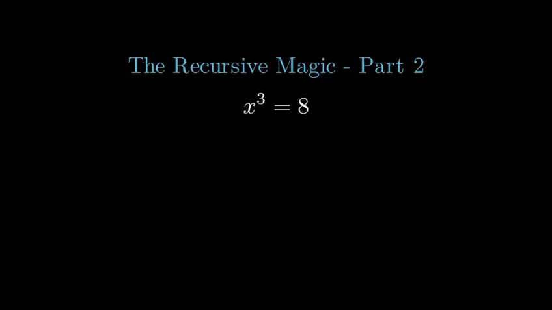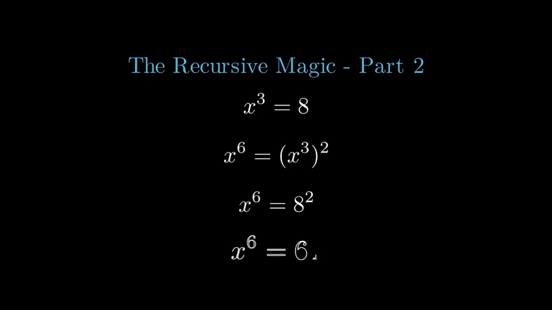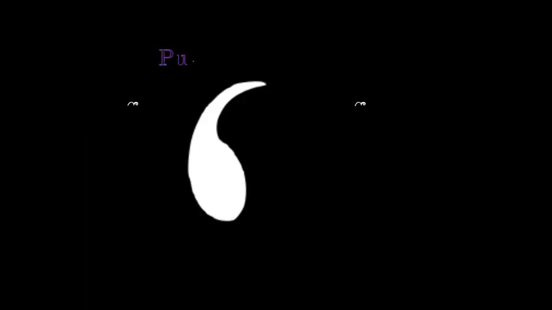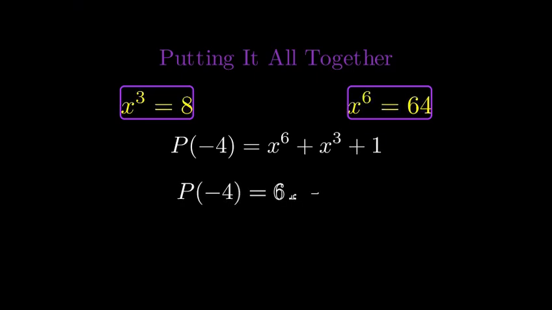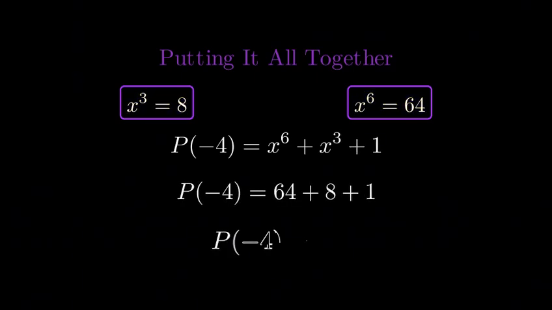Now for x to the sixth power. That's just x cubed squared. So it's 8 squared, which equals 64. Let's put it all together. P of -4 equals x to the sixth plus x cubed plus 1, which equals 64 plus 8 plus 1, giving us 73. And there we have it. P of -4 equals 73.